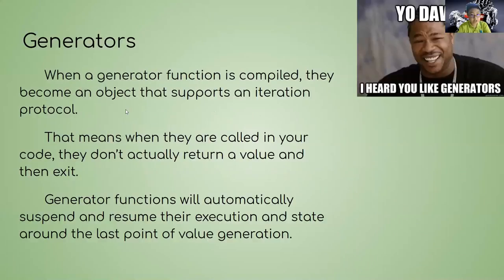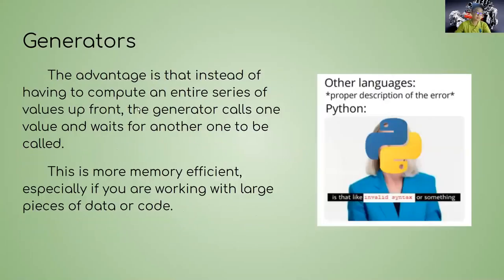When a generator function is compiled, it becomes an object that supports an iteration protocol. That means when they are called in your code, they don't actually return a value and then exit. Generator functions will automatically suspend and resume their execution in states around the last point of value generation. The advantage of generators is that instead of having to compute an entire series of values up front, the generator calls one value and waits for another one to be called. This is more memory efficient, especially if you are working with large pieces of data and code.